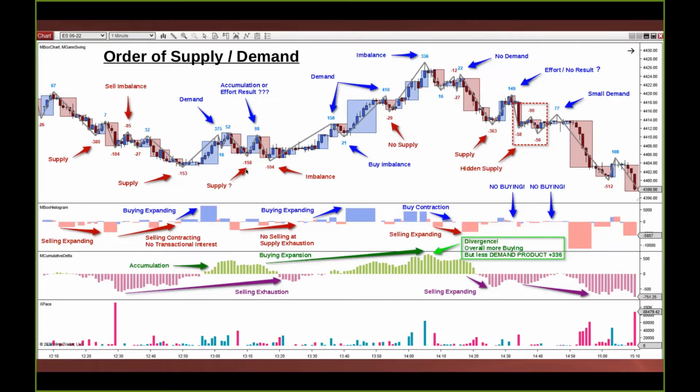The reason I'm going over this is because I'm trying to teach people how to read these charts, and especially with MBox Precision Delta, it makes it a lot easier to do so. Is this supply? Well, we don't know. It could be distribution, could be supply. We put a question mark. We don't need to figure it out.